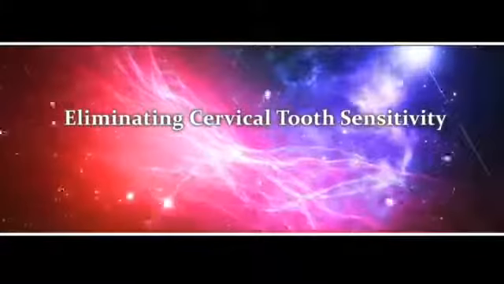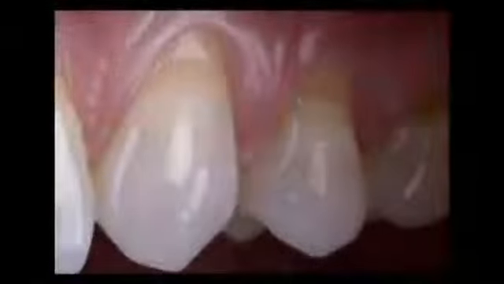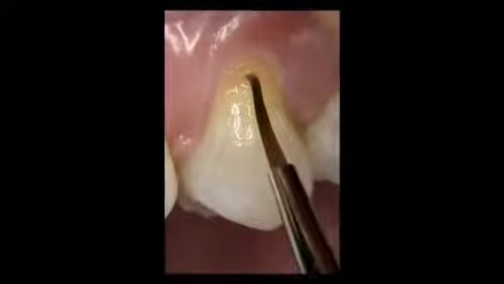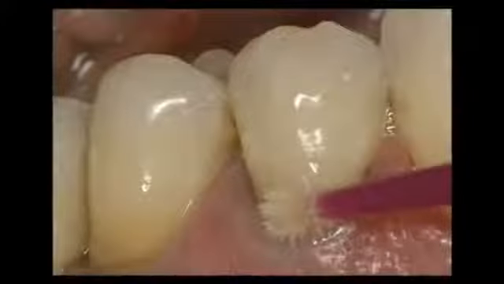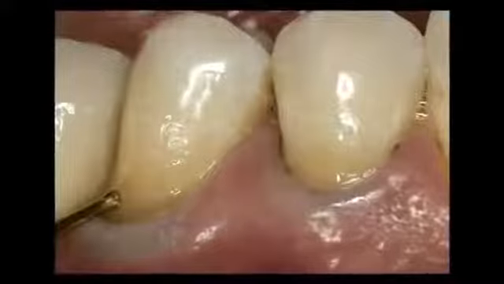Eliminating cervical tooth sensitivity. One effective treatment strategy for eliminating cervical tooth sensitivity is to occlude the distal terminal ends of the exposed dentinal tubules. Adhesive resin impregnation is a clinical technique that has increased in popularity in recent years and is currently considered one of the most definitive and rapidly acting methods of desensitization.